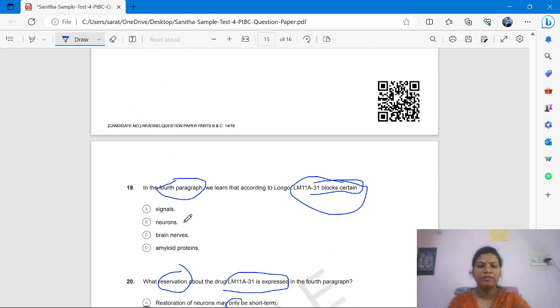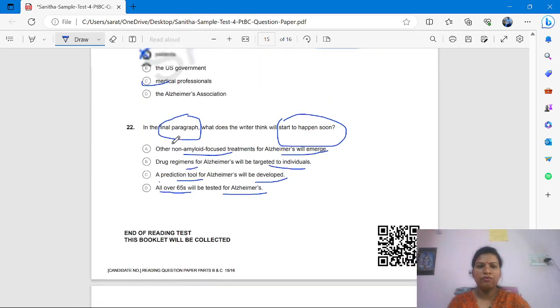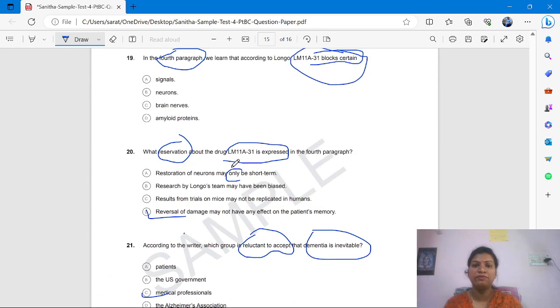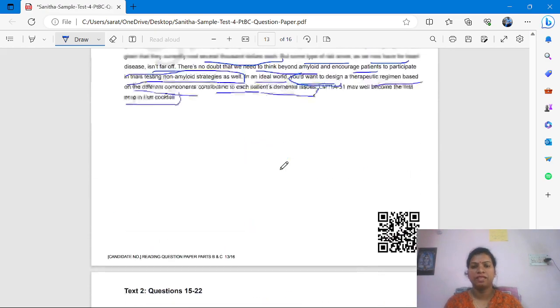I think you got the answer. Other non-amyloid focused treatments for Alzheimer's will emerge. Is it saying anything? No, it is not saying anything. The drug regimens for Alzheimer's will be targeted for individuals. Only individuals? No. A prediction tool for Alzheimer's will be developed. Maybe something. All over 65 years will be tested. Is it saying anything about all over 65? It is a very costly investigation. So what is the answer here? A prediction tool for Alzheimer's will be developed in future. So where is the answer?